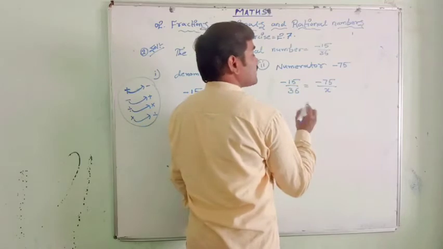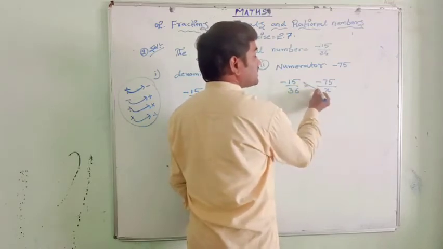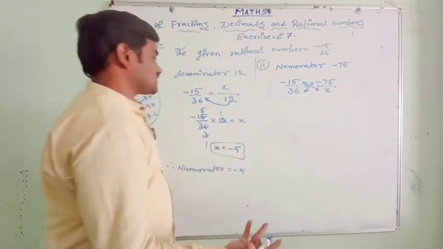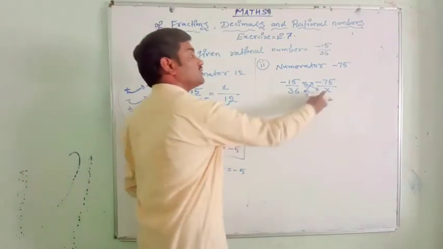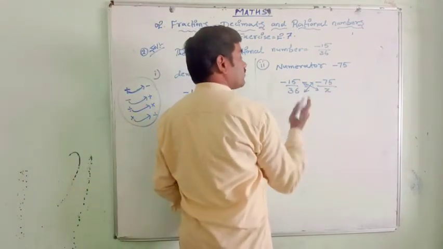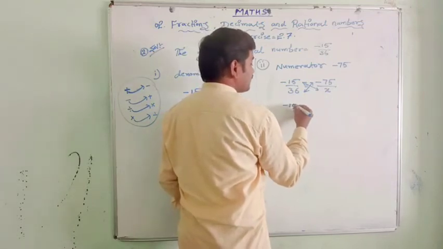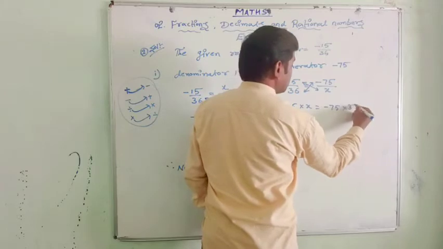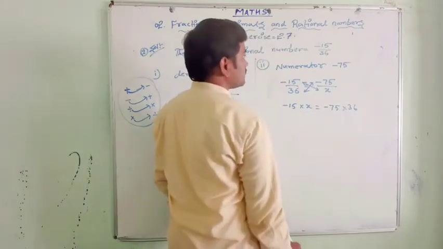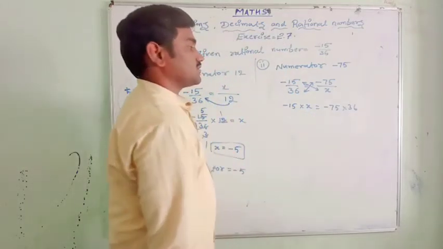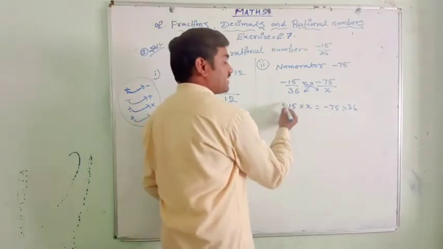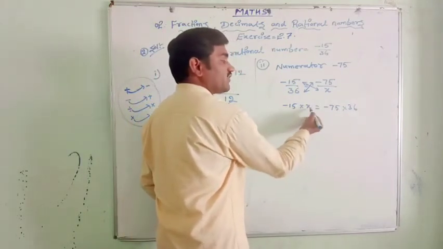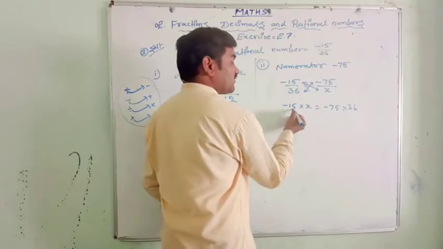Simple. For this, we'll do the criss-cross multiplication. This is a criss-cross multiplication. So these two we need to multiply and these two we have to multiply. So let us multiply minus 15 into x equals minus 75 into 36. Here minus 15 is multiplying to x, but we need the x value, not the minus 15 x value. So this minus 15 is not required here.